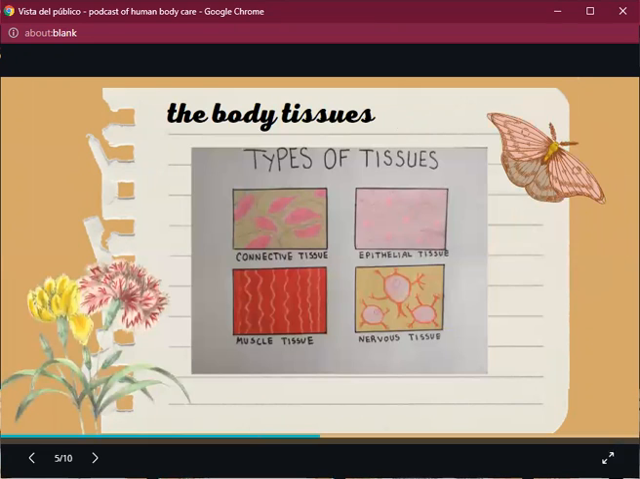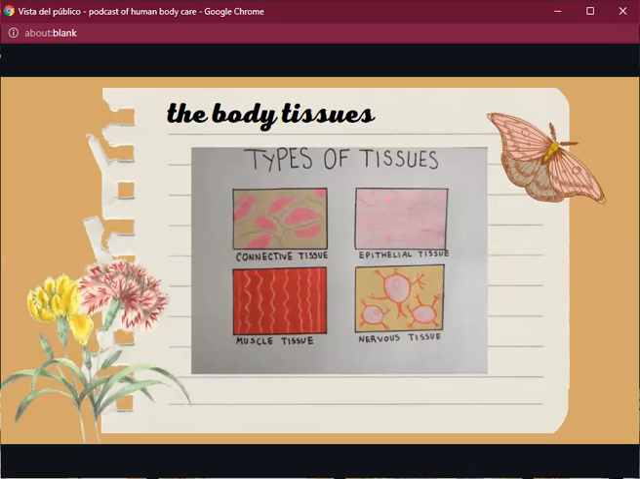Now, the next topic is body tissues. As you can see, we have four types of body tissues. The first one is the connective tissue, that some of its functions are that it supports, protects, and gives structure to other tissues and organs in the body.